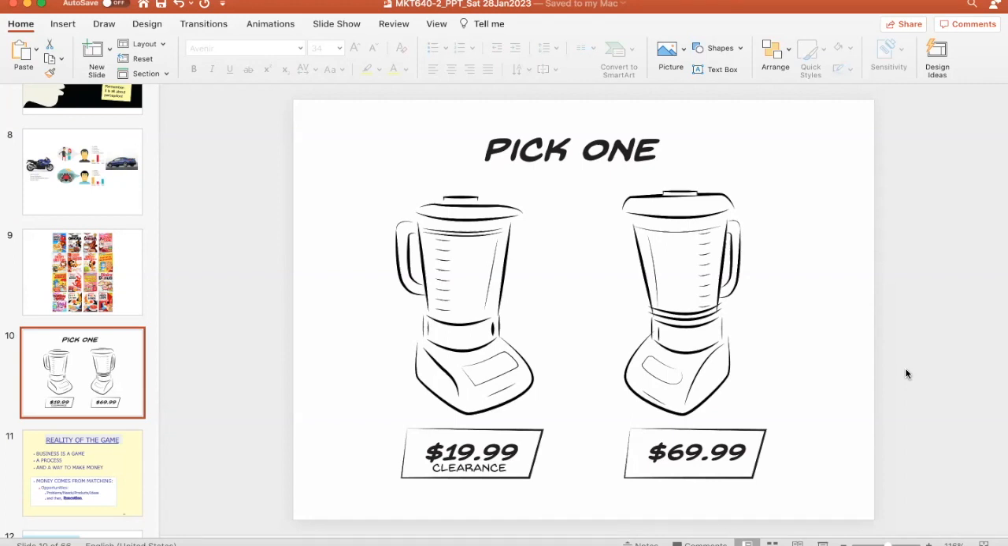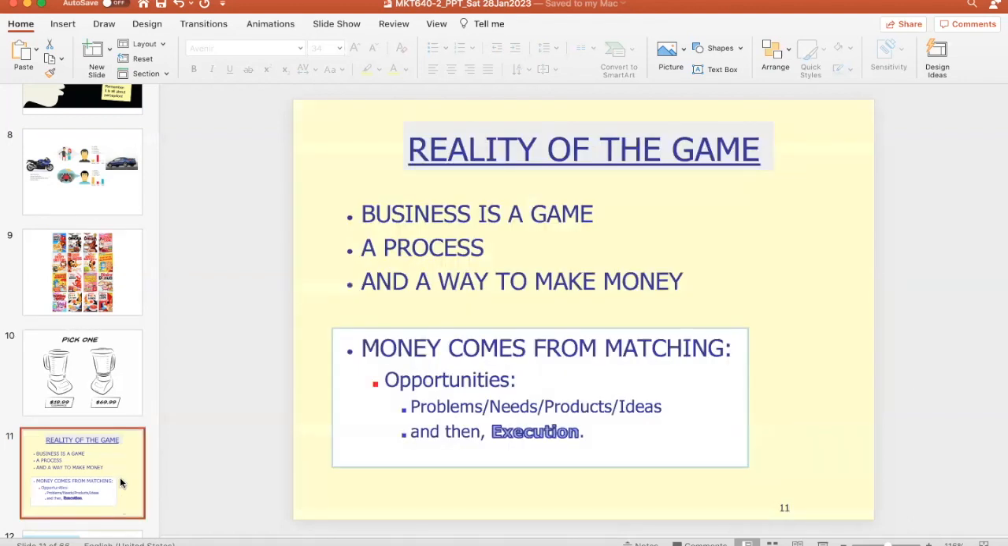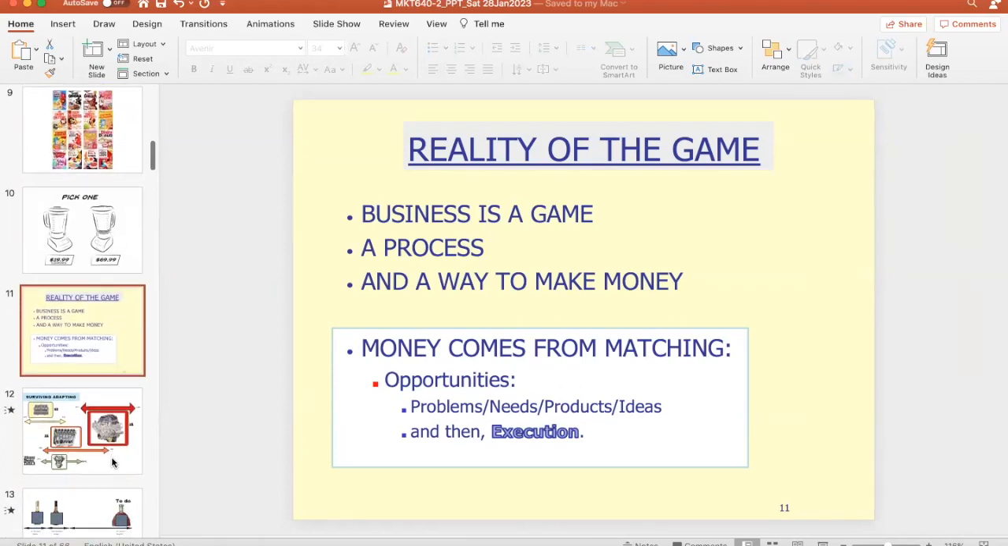It evolves. There are so many facets that we could do an entire class just on all the facets of this, but I wanted to bring it in here because I want you to understand what I call the reality of the business game. So business, simplified, is a game, it's a process and a way that you're going to be making some money. Money comes from matching the customer's wants and needs with what you provide them, and the quality of your execution. So meeting the opportunity is very, very important.